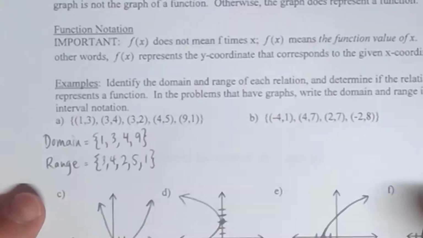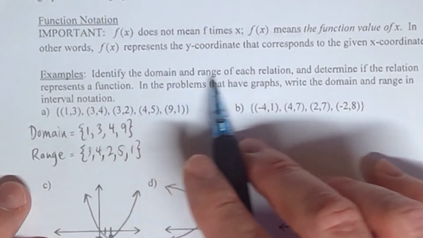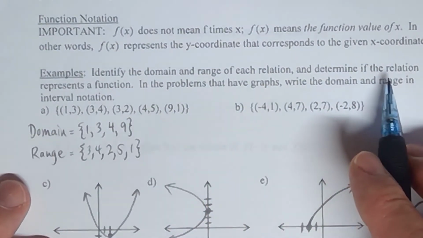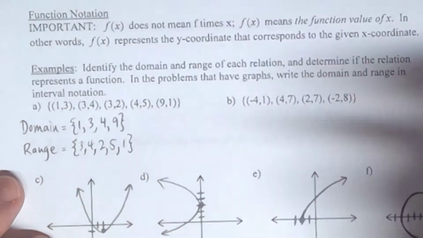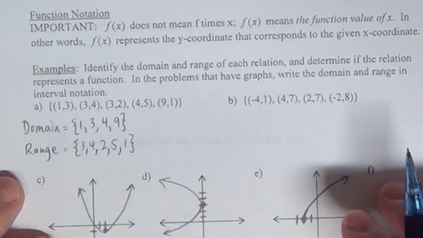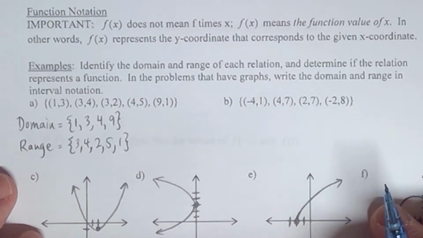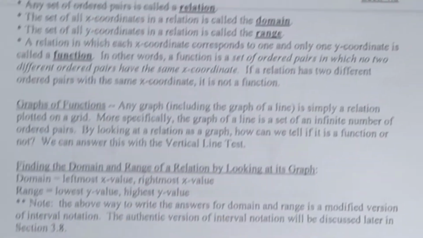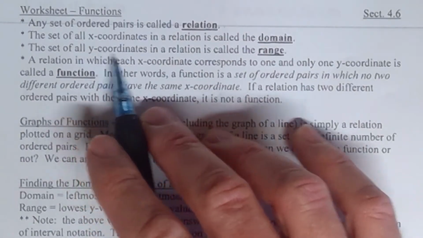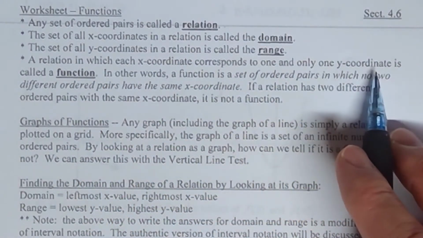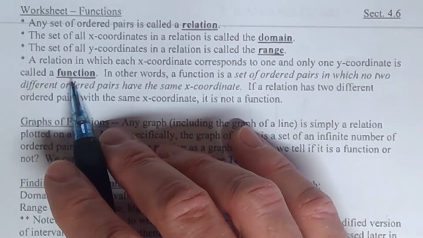The last question that they ask us after they ask us to identify the domain and range, it says determine if the relation represents a function. So now is a good time for me to talk about what a function is. Let's go back up to the top. Okay, it says a relation in which each x corresponds to one and only one y is called a function.